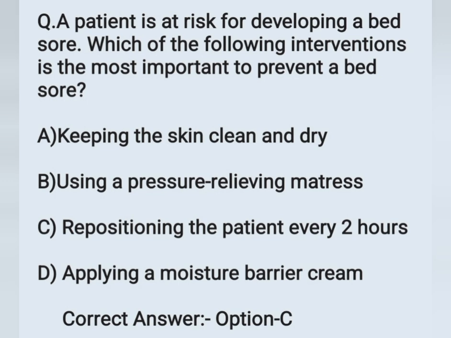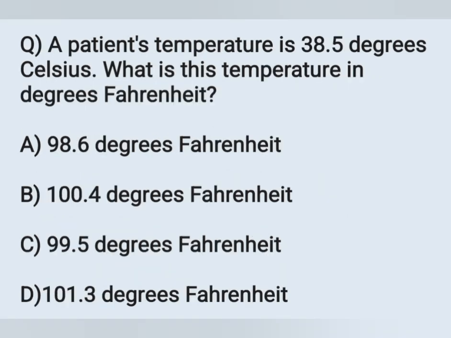And the next question is, a patient's temperature is 38.5 degrees Celsius. What is the temperature in degrees Fahrenheit? Our options: Option A, 98.6 degrees Fahrenheit. Option B, 100.4 degrees Fahrenheit. Option C, 99.5 degrees Fahrenheit. And option D, 101.3 degrees Fahrenheit.